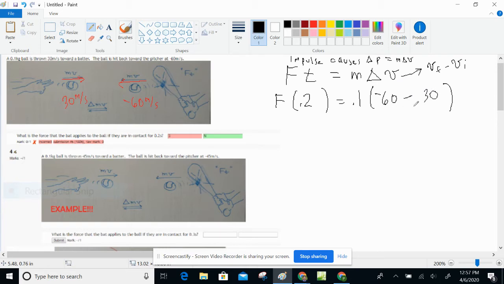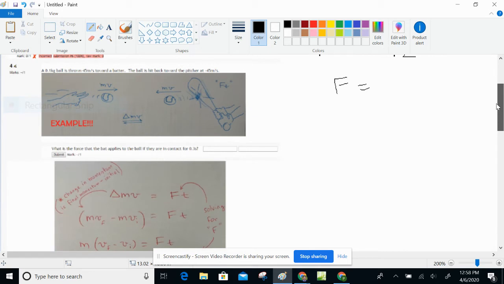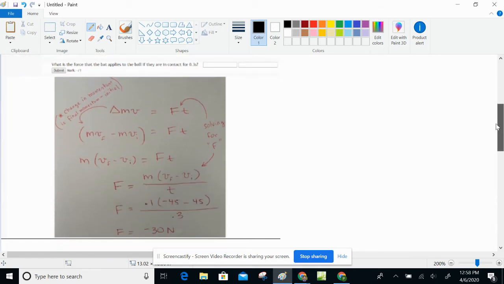And so this is the part that people get stuck on a lot of times. It's doing this one incorrectly. And so now we have force is equal to, whatever. Anyway, so it's 0.1, negative 60 minus 30 is negative 90, so it's 0.1 times negative 90 over 0.2, and you solve for F. That's the F equals. So that's how you solve that one. That's the average force.